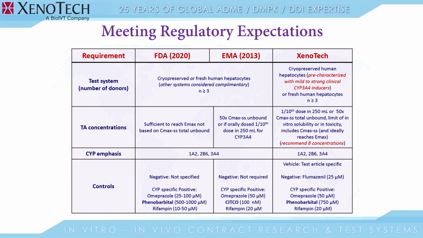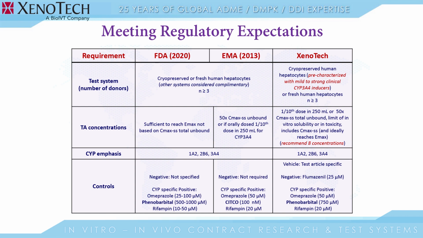The TA concentrations to be tested in the studies, according to the FDA, need to be sufficient to reach Emax, but it's not based on the Cmax at steady state total unbound concentration. While the EMA recommends looking at 50 times the Cmax steady state unbound, or if the drug is orally dosed, the maximum concentration should be 1/10 of the dose in 250 milliliters.